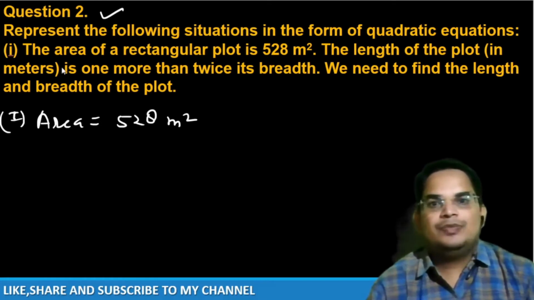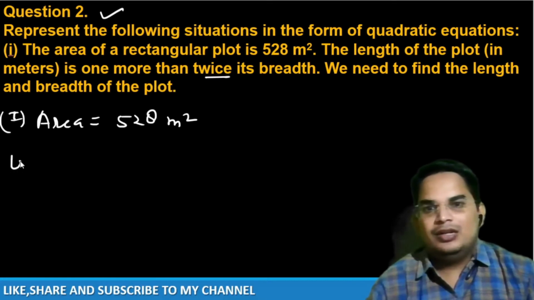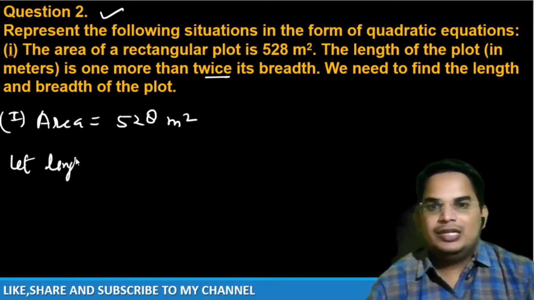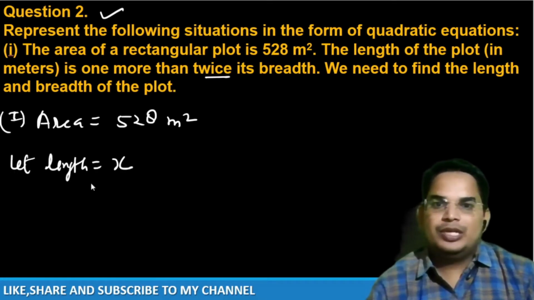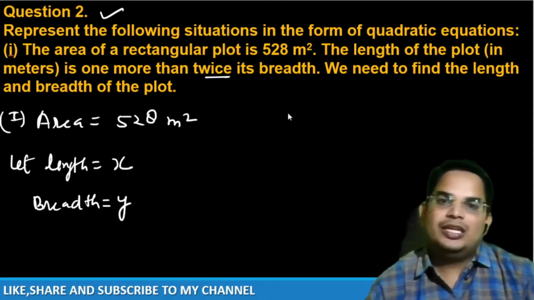The length of the plot in meters is 1 more than twice its width. Let length be equal to x and breadth be equal to y. So what is the area of the rectangle? Area will be x into y.